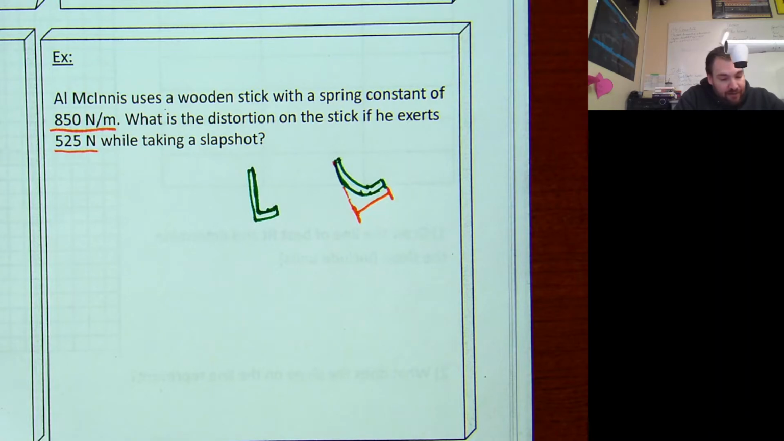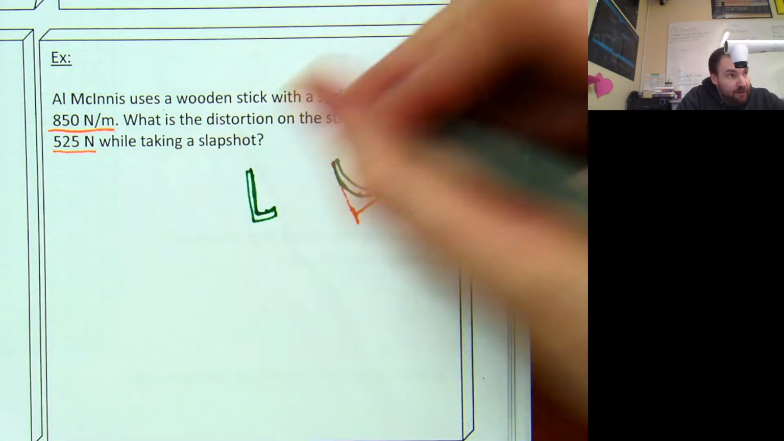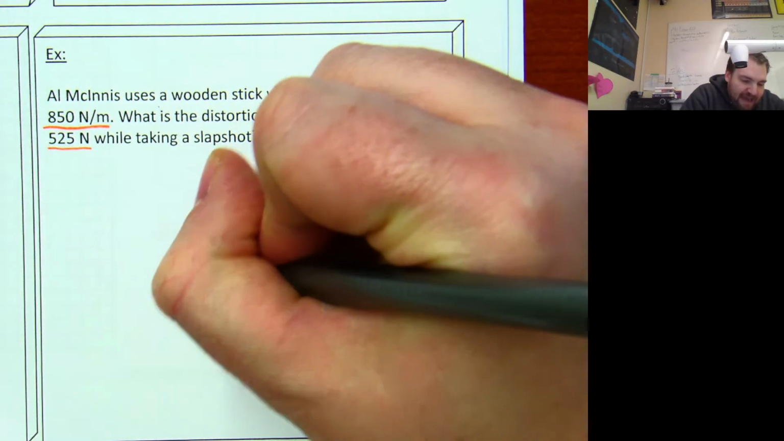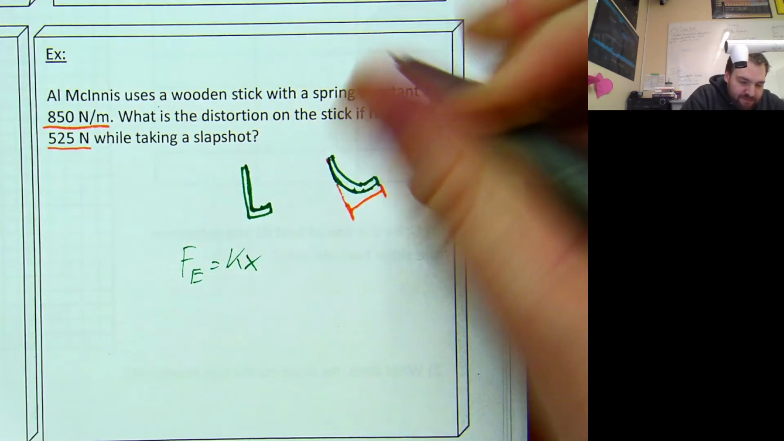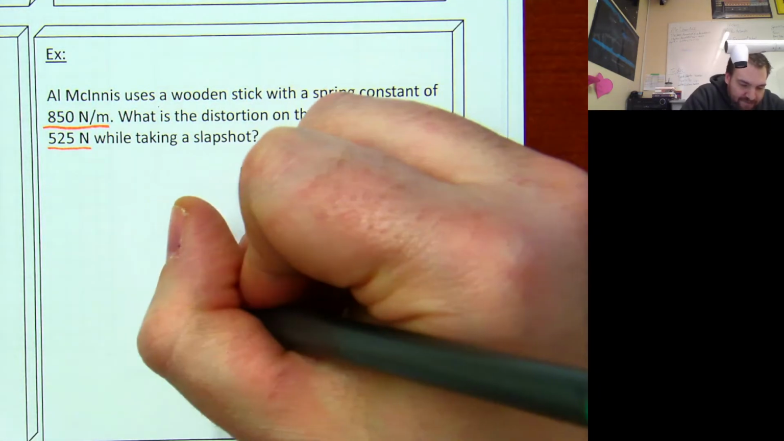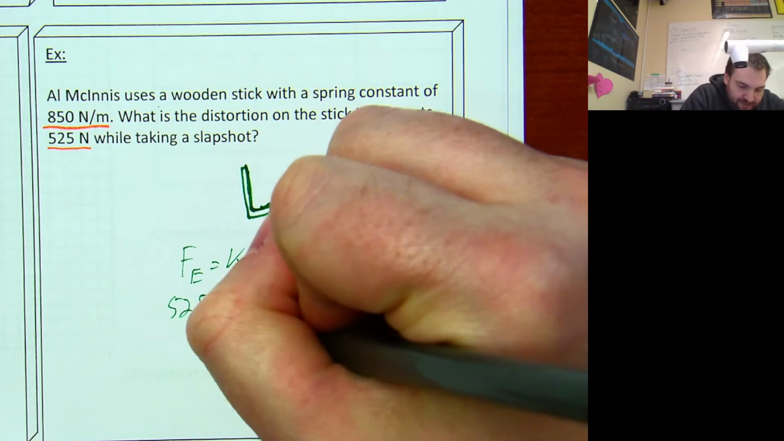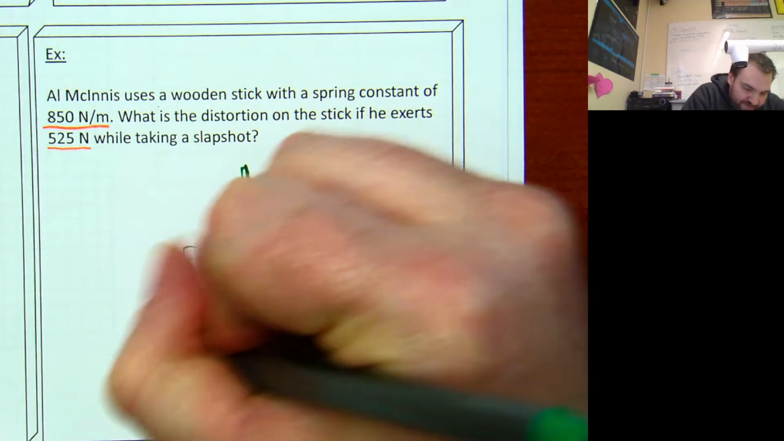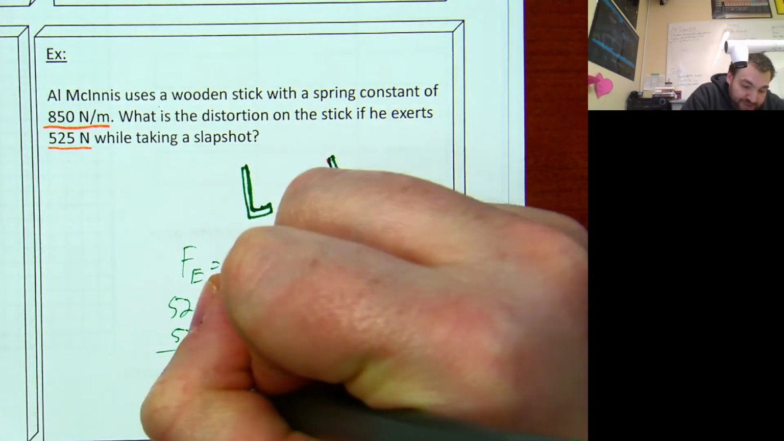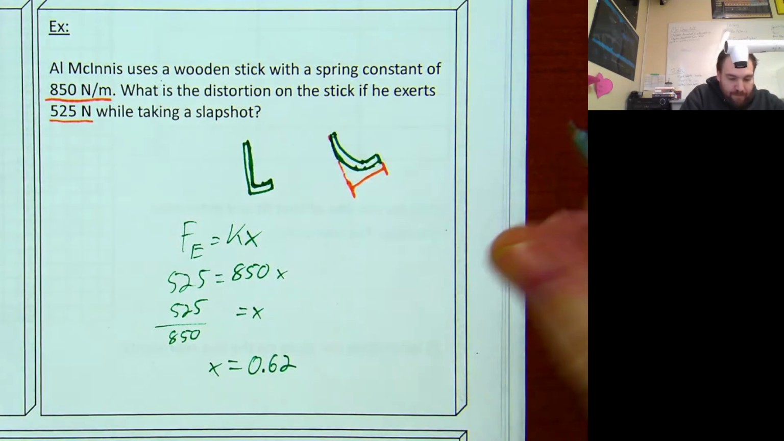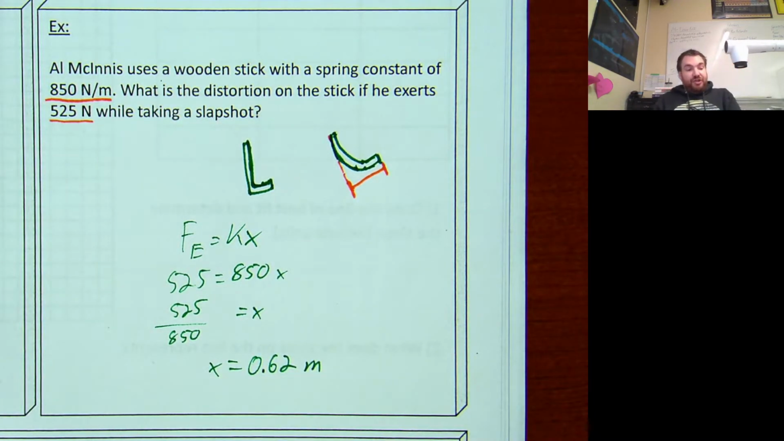Sorry? How fast does it go if it bends 62 centimeters? Is that what you found? 62 centimeters? Okay, so let's finish this off real quick here then. F elastic equals Kx. So we had 525 equals 850, that's our K value, times x. So then you found that the extension was 525 divided by 850. So you said, Manuel, that x is equal to 0.62 meters. So that's 62 centimeters. That's just over 2 feet.